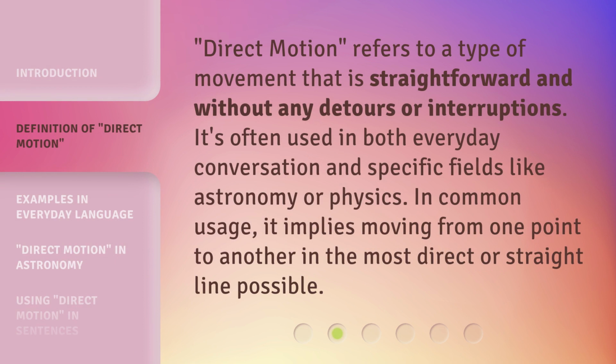Direct motion refers to a type of movement that is straightforward and without any detours or interruptions. It's often used in both everyday conversation and specific fields like astronomy or physics. In common usage, it implies moving from one point to another in the most direct or straight line possible.